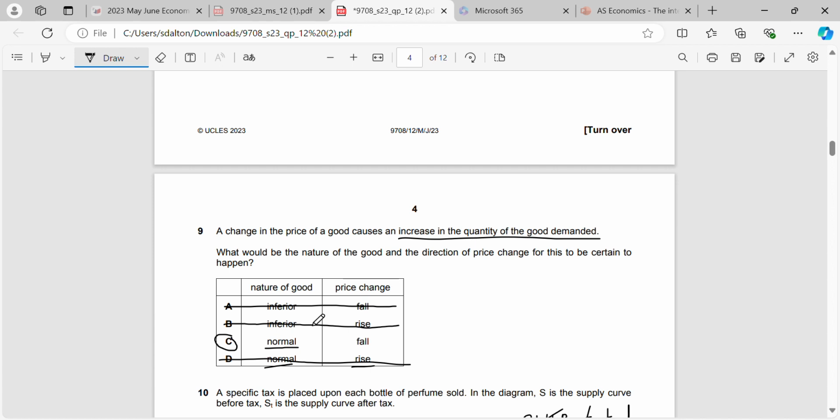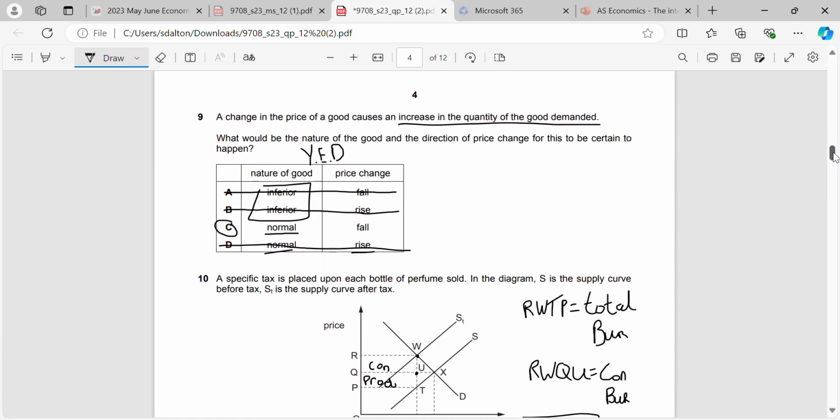Okay, the nature of the good and the direction of the price change is harder to tell for an inferior good, but also we remember that we measure the inferior good through YED, so we measure it in relation to our income changes. Therefore, they're giving us a hint essentially that they're telling us about a normal good. Okay, and the only thing we know about a normal good is that it's a plus-minus relationship. Price goes down, the quantity demanded has to go up, so we know it has to be C.